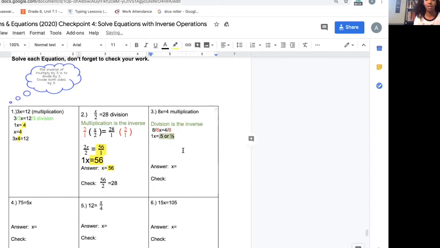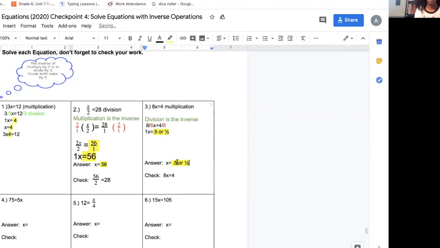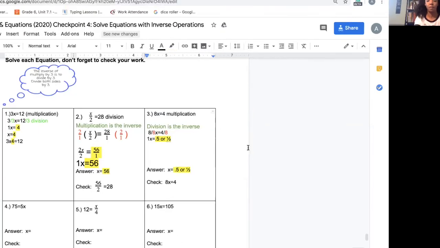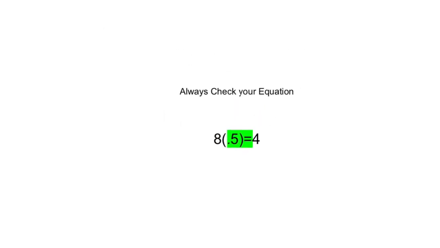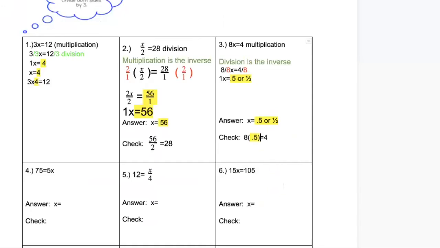Now it's time to check our answer to make sure we got this correct. Take 8x and substitute it with either a 0.5 or a 1/2. It all depends on your preference. I'm going to replace my x with a 0.5. I'm going to check my work. 8 times 0.5 gives me 4. And I feel especially great when I can check it on my own and I get it right.